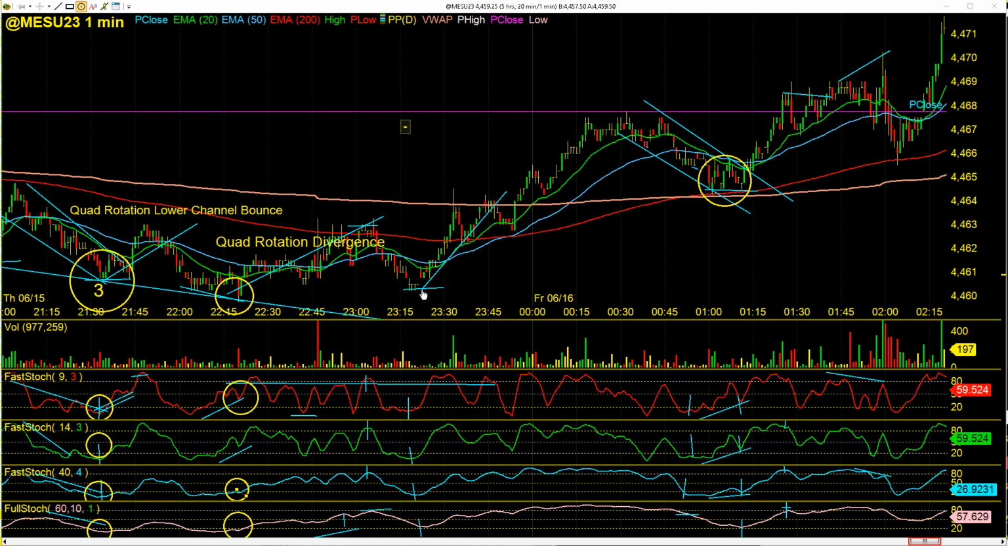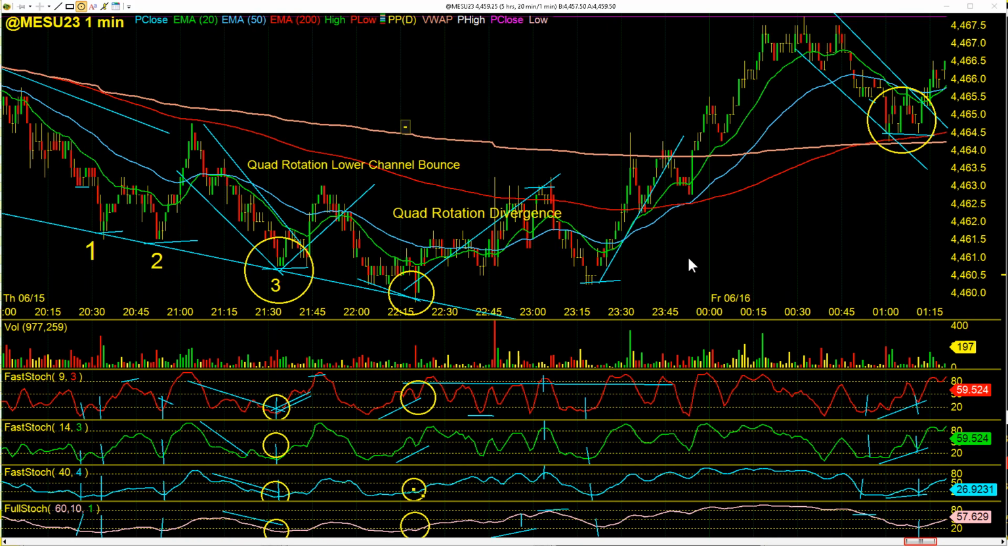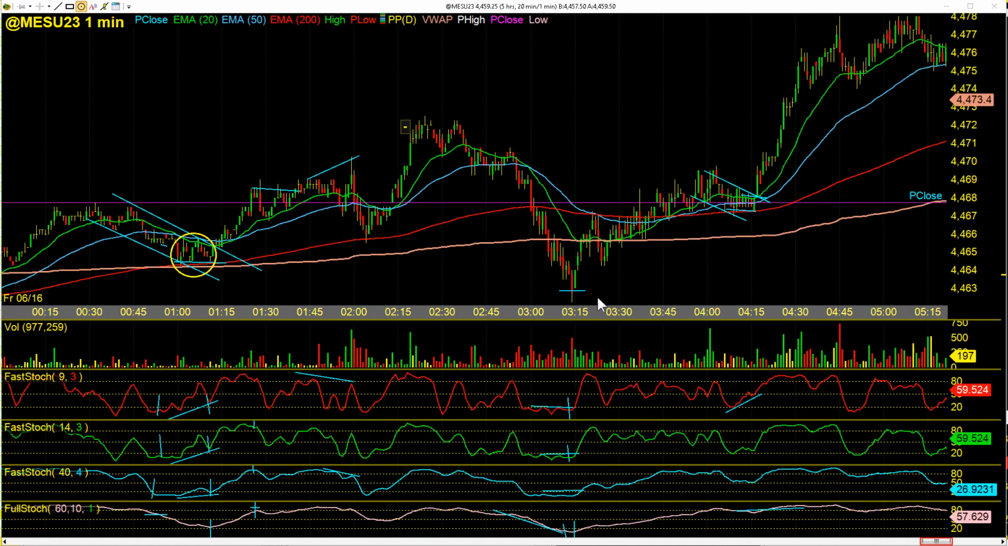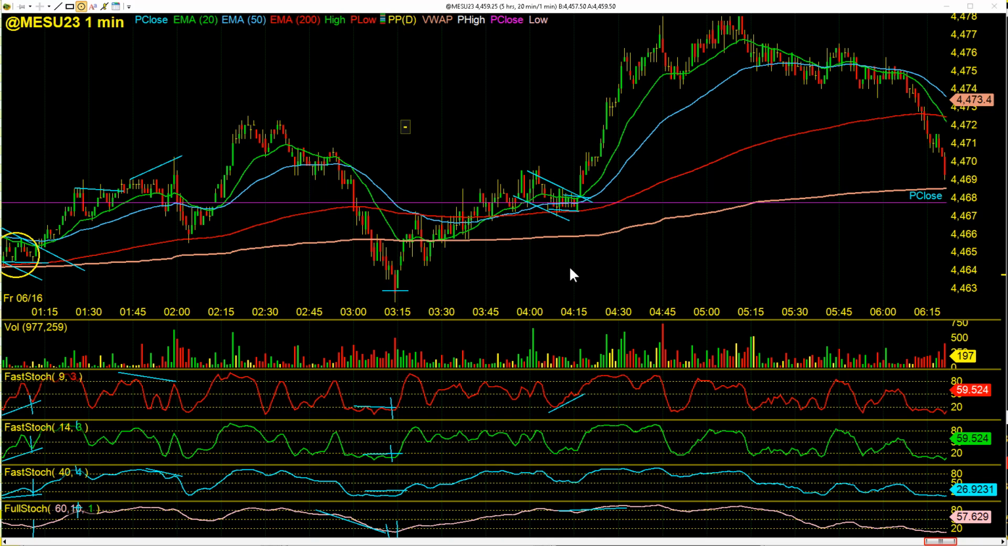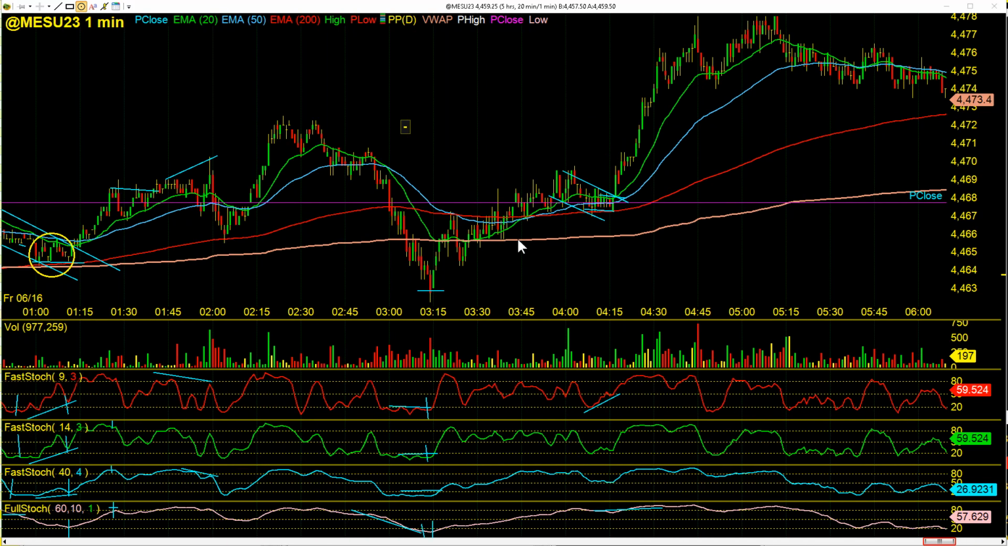And then here's another quad rotation, and it worked well overnight. And here's a quad rotation divergence. And again, another big move. Here's a quad rotation here. And you can see it's not that hard to see how well these things work. It's just a couple setups that we like to take. I stress the importance, if I give you an alert that it's a quad rotation divergence, it's called a super signal. And a super signal must be taken, that is your money opportunity.